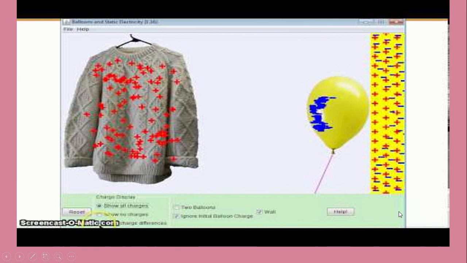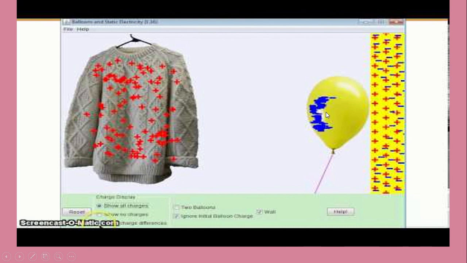Dear students, there is another example. In a woolen sweater and a balloon in neutral condition, the positive and negative charges are distributed randomly. But when the balloon is rubbed with the woolen sweater, what will happen? The sweater will lose electrons and the balloon will receive electrons, becoming negatively charged, and the sweater becomes positively charged. Then if you leave the balloon, what will happen? The balloon will stick to the wall.